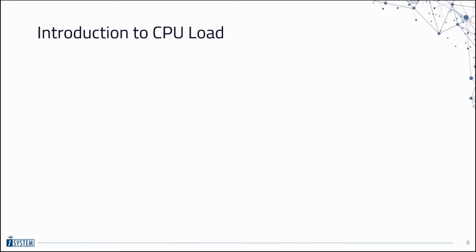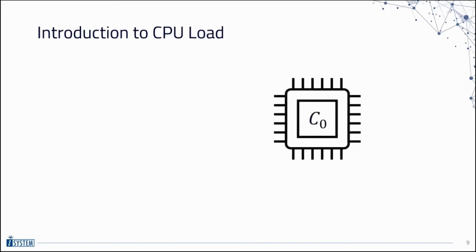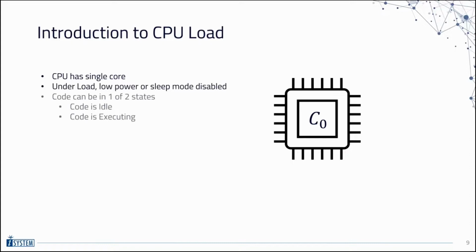Having said that, in today's intro I'll take a very simplified look at CPU load analysis. For example, let's say we have a CPU, we'll make it a single core CPU. The CPU is expected to be under load during measurement, therefore any low power or sleep modes are typically disabled. For the purpose of CPU load analysis, we look at the system as having 2 states, idle or executing. It is up to you to determine what you consider idle code and executing, or active code is another common term. That leaves 3 times: measured time, idle time, and executing time.